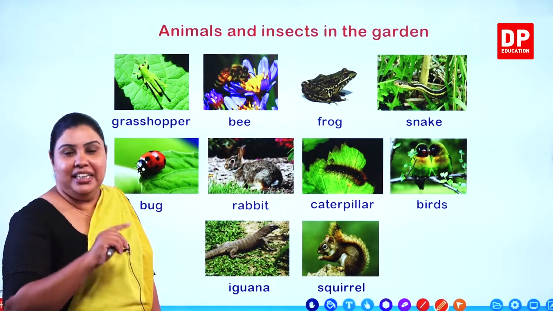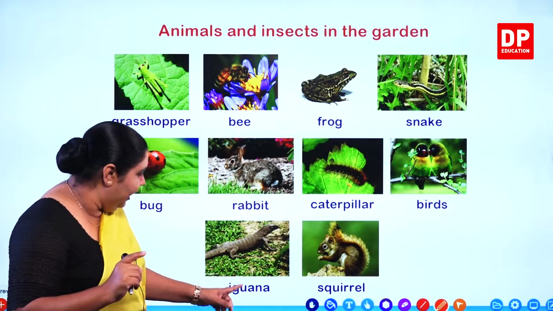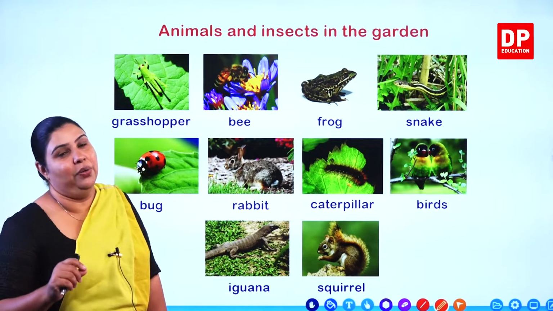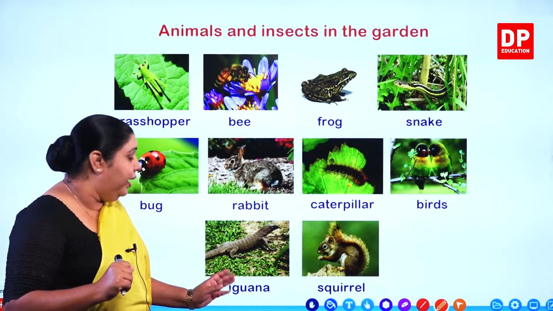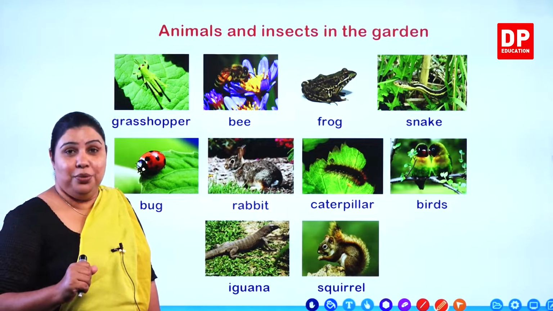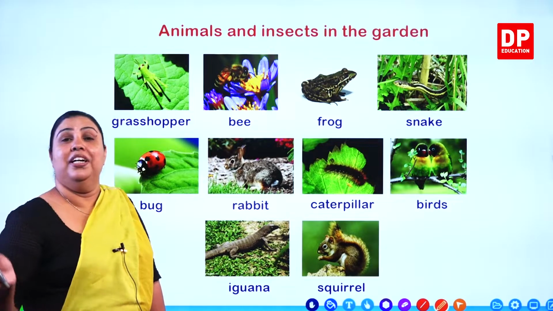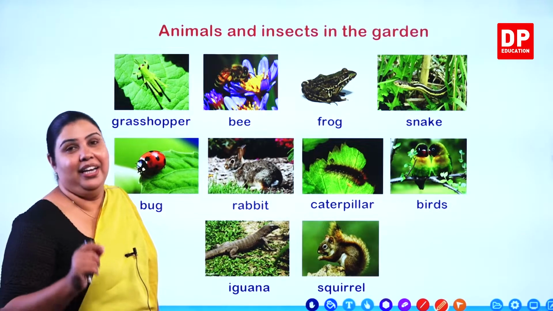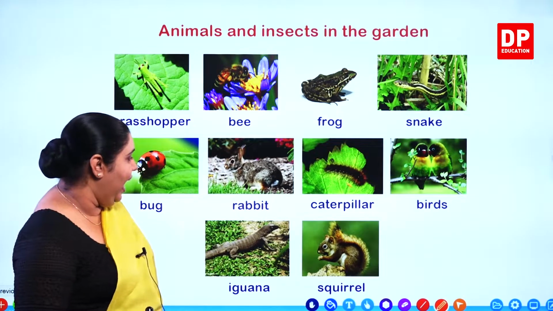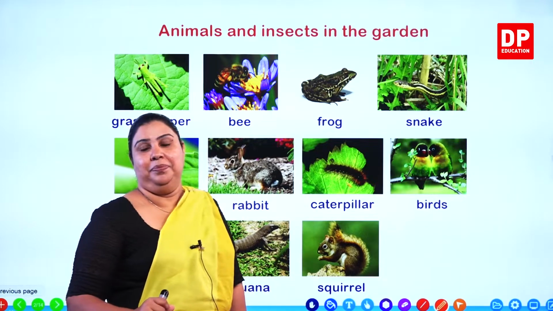I-G-U-A-N-A. Iguana කියලා කියන්නේ තලගොයාට. තලගොයාත් අපේ වත්තට එන සතෙක් නේද පුතේ? The iguana comes to our garden and then you can see the iguana loafing around in the garden. අපේ වත්තට ඇවිල්ලා යන සතෙක් තමයි iguana. ඒ කියන්නේ තලගොයා. Then we have the squirrel.